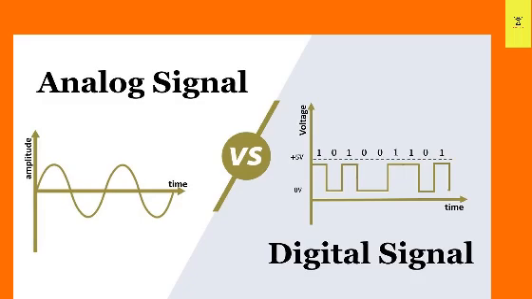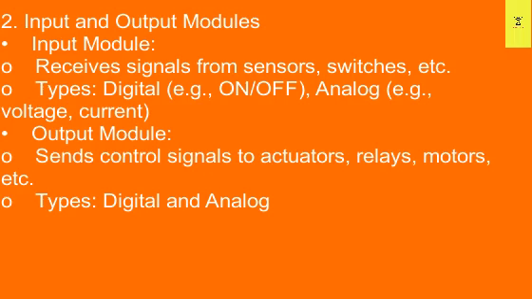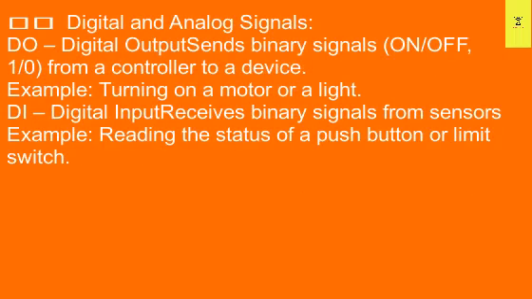The output modules send control signals to actuators, relays, and motors. Not only that, also to the lamps. Also, the output modules can be digital and analog.